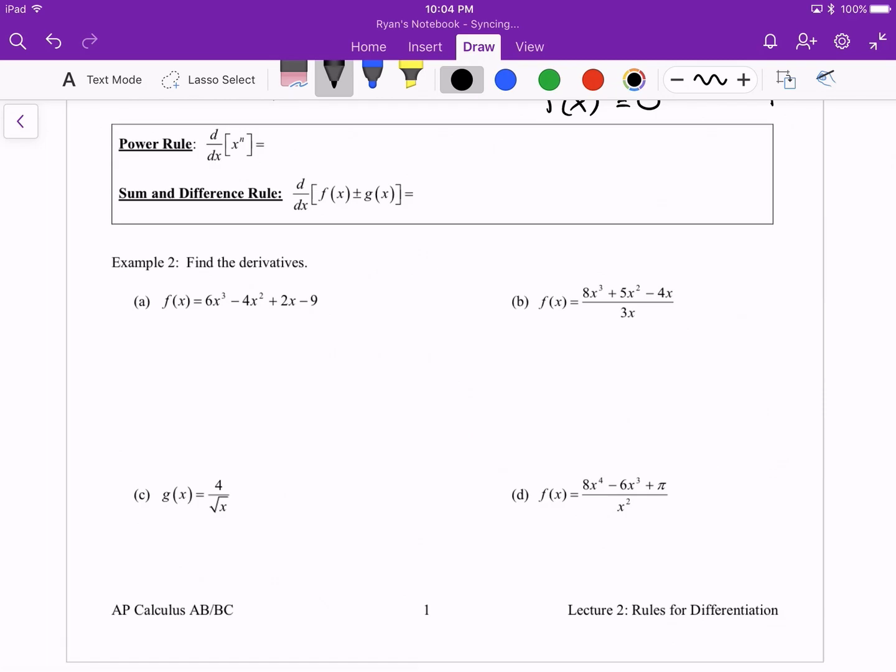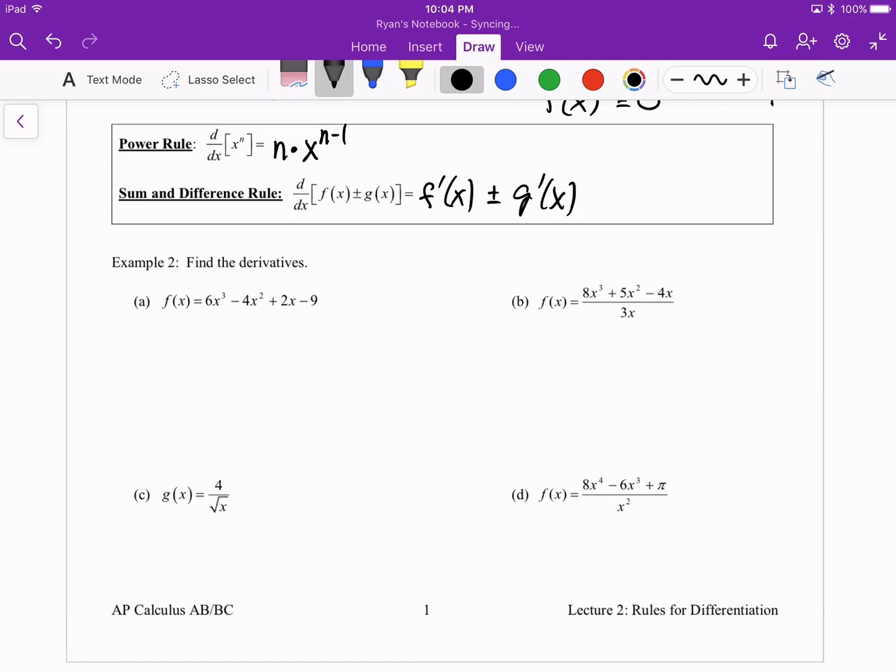Okay, the power rule deals with x's being raised to some exponent, so x to the n. Remember from pre-cal, I'm going to move the exponent into the front, and then I'm going to multiply by x to the n minus 1, subtracting 1 from the exponent. Okay, so that is the power rule. And then the sum and difference rule just says that I can take the derivative of multiple terms, and it's just the derivative of those terms. So what I mean by that is if I have d over dx of f of x plus or minus g of x, that's just equal to f prime of x, and then either plus or minus g prime of x.